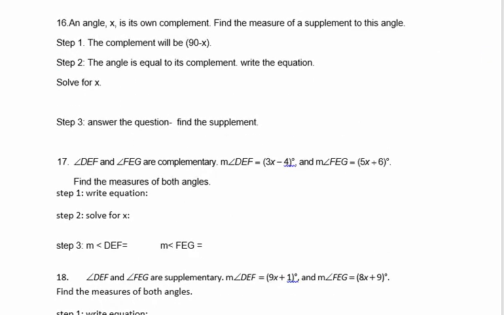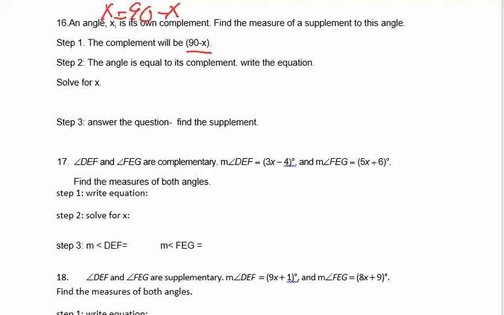So in 16, 17, 18, these are similar. In 16, it says an angle x is its own complement. Complement means this: x equals 90 minus x. So all you have to do is add 1x to both sides, and you'll get 2x equals 90, and then divide by 2 to get your answer. And then you have to answer the question. If you know that x is equal to, say, 45, you still have to find the supplement, which means 45 plus some other number equals 180.